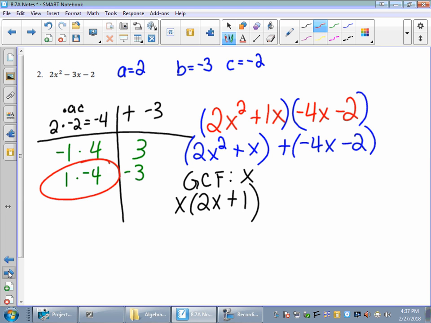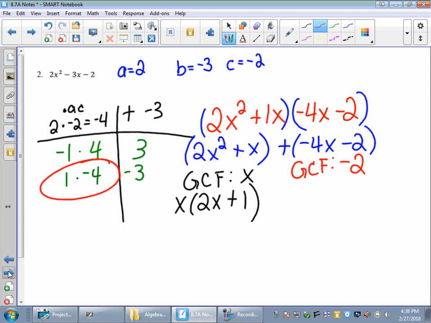I'm happy that we did this one with the AC method because I can talk to you about when we get those two negatives there. For greatest common factor, if I have a negative out in front of the term with my x, I'm going to go ahead and pull that negative out into my greatest common factor because they both have one.